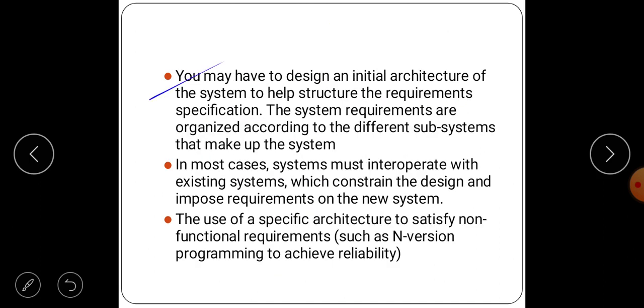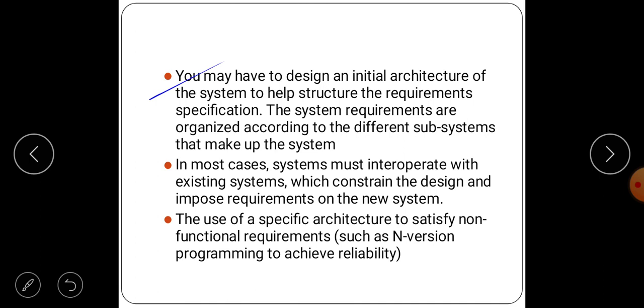Okay, you may have to design an initial architecture of the system to help structure the requirement specification. The system requirements are organized according to the different subsystems that make up the system. Means here I have to explain the different subsystems that make up the system, so that you get the complete structure of our architecture.